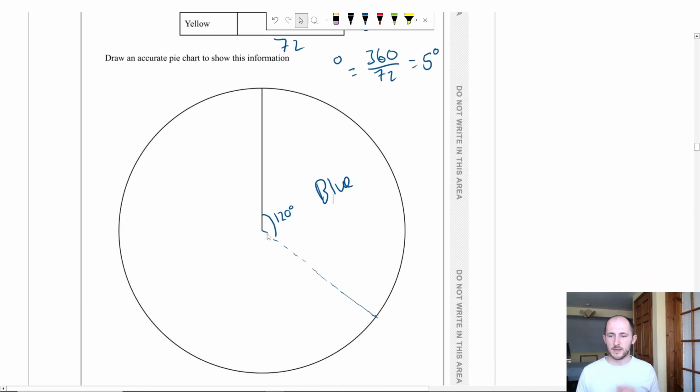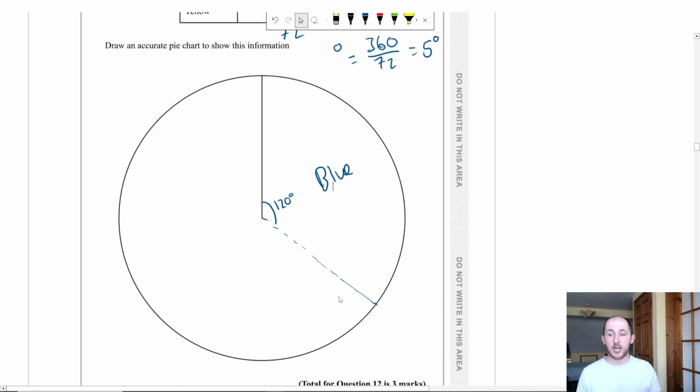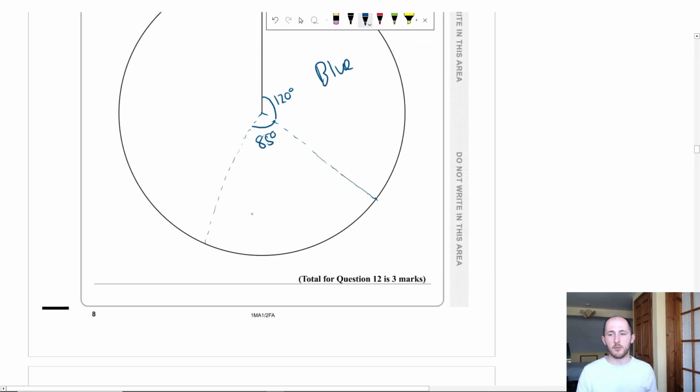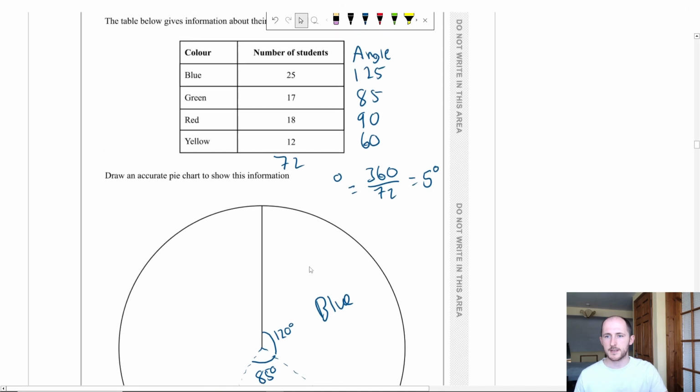So what you do is you put 0 pointing along this way, along this line here, and measure 85 degrees, which would be something along the lines of this. And you do need to label them. You don't need to label the angles themselves, so you don't need to label 125 and 85 degrees. I'm just doing that for your benefit. But you do need to label the colours themselves.